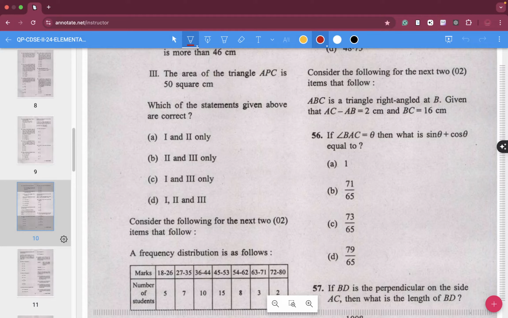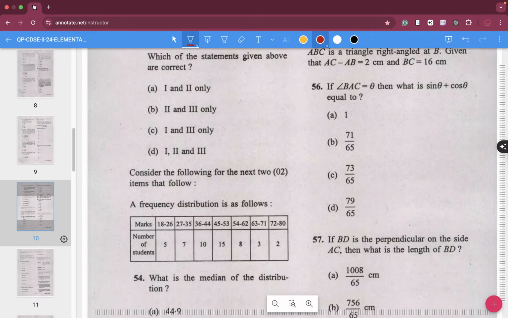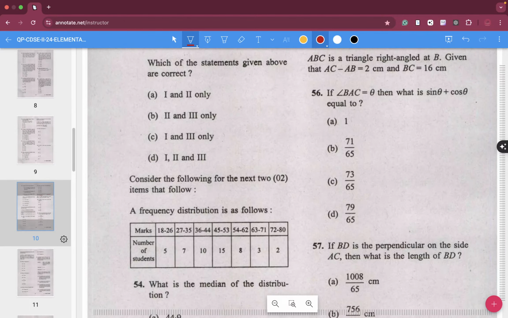Others as in median, the relationship between the mean, median and mode and all that. Now consider the following for the next 2 items that follow.